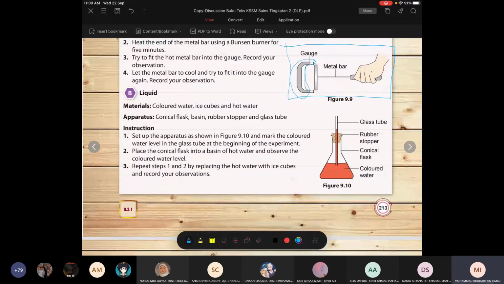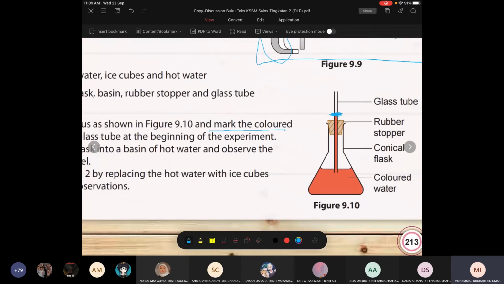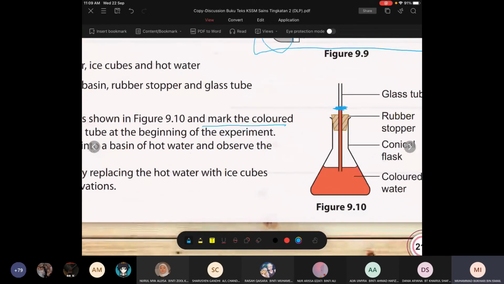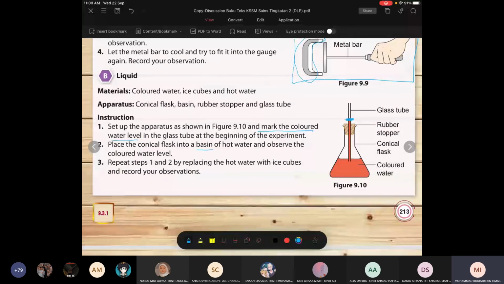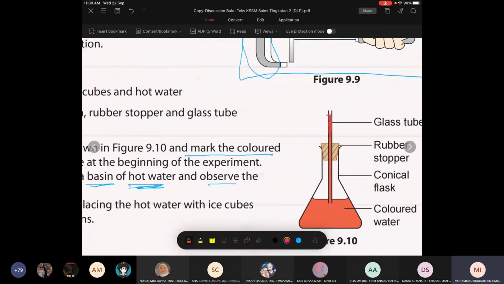Okay, for experiment B, first we mark the colored water. We mark it here. You can see that. And then place the conical flask in a basin of hot water and observe the colored water level. So what happens is it is supposed to rise. The level here is supposed to rise, so it will be higher. It will increase like this, become higher when it is hot.